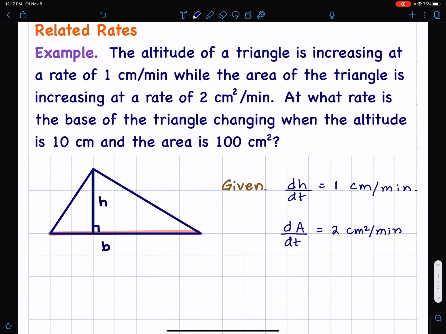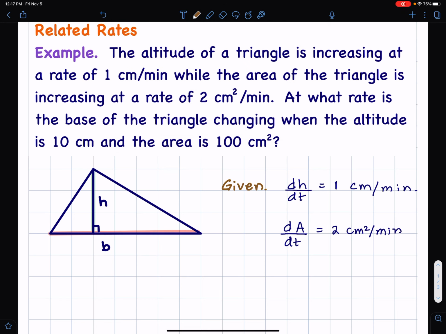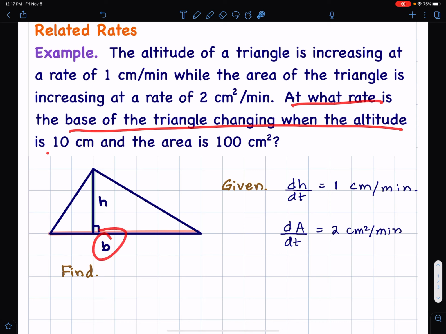Then, what are we trying to find? Let's make a special little thing over here. We can put it anywhere we want on the paper. We're trying to find what? It's saying, at what rate is the base of the triangle, that's b, changing? So that's the question of what is the derivative of base with respect to time at the instant when the altitude h is 10 and the area A is 100.